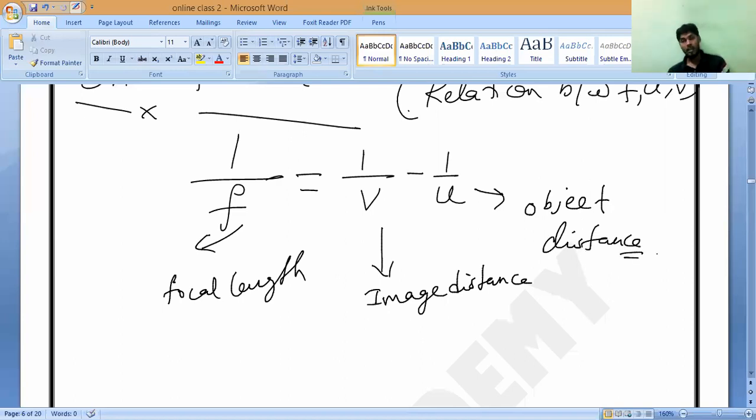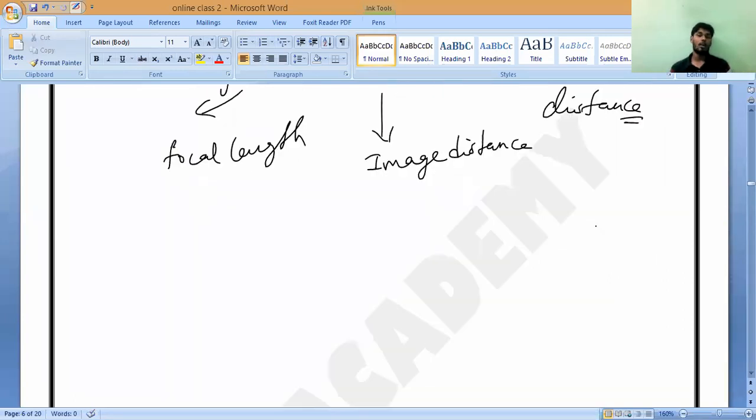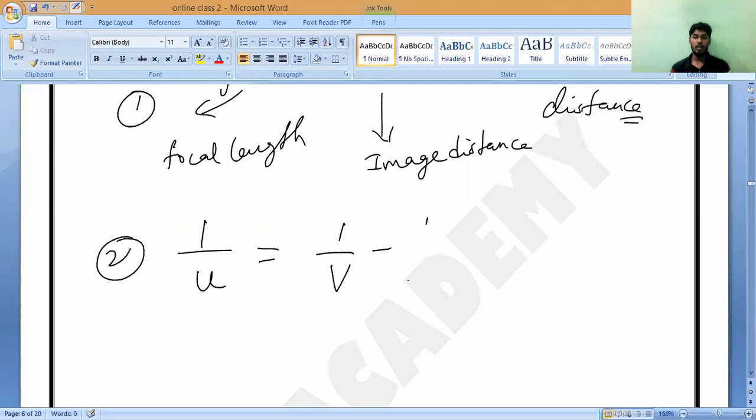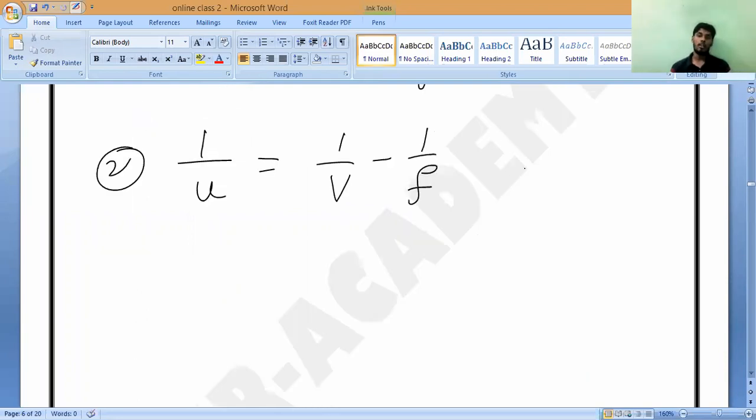Note it down. Next, from this, can you say what the object distance formula is? Calculating object distance, this is formula number 1. Next, formula number 2: 1 by u is equal to 1 by v minus 1 by f. This is what we use when v and f are given.